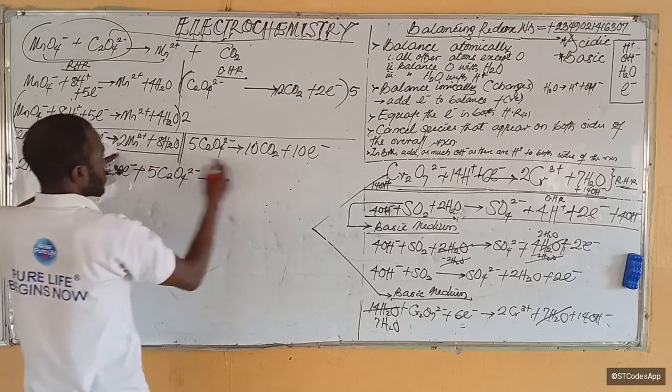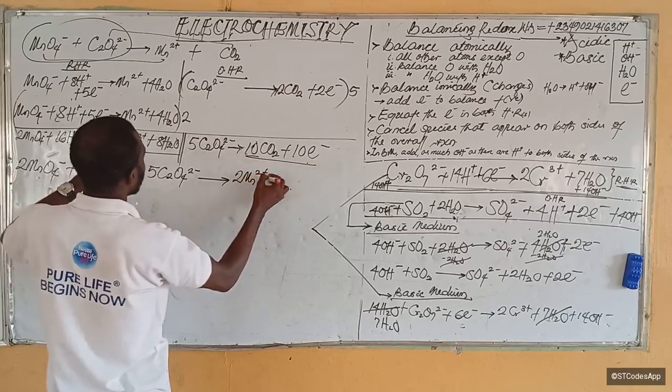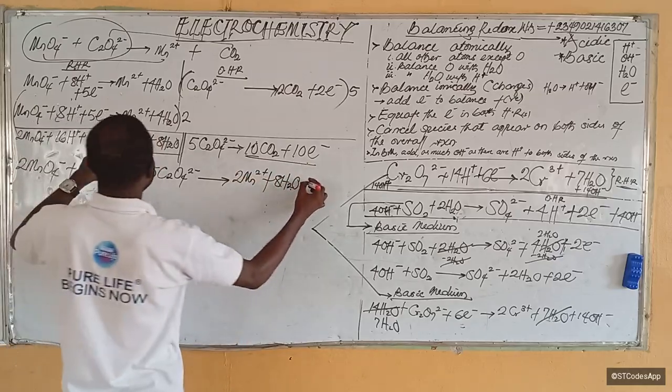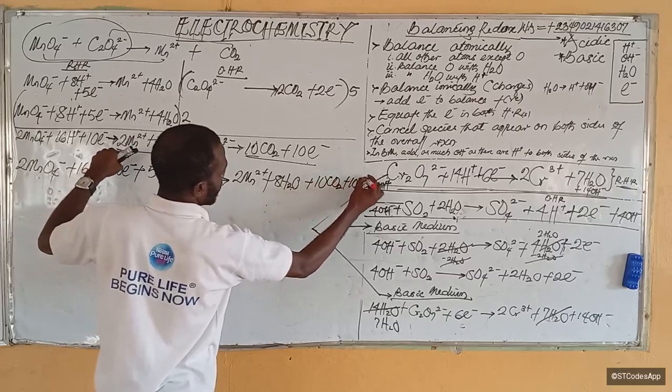Then the products, this guy and this guy. So we have 2Mn2 plus 8H2O plus 10CO2 plus 10e minus.